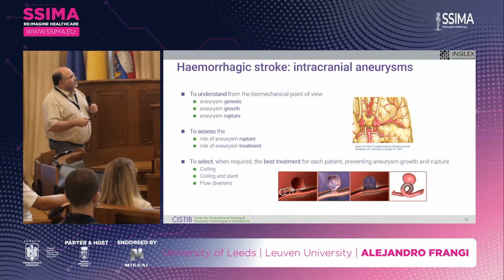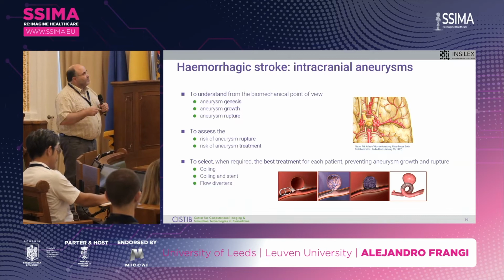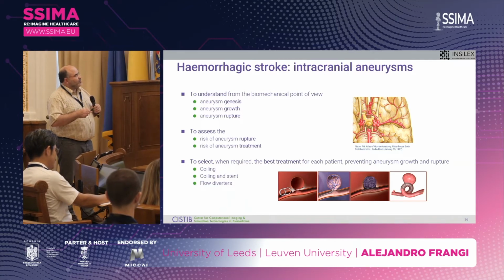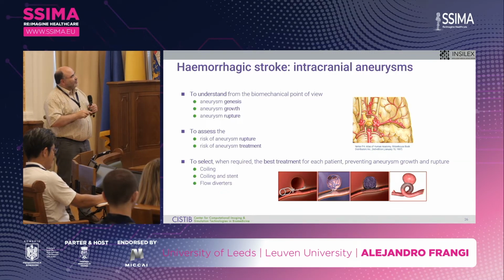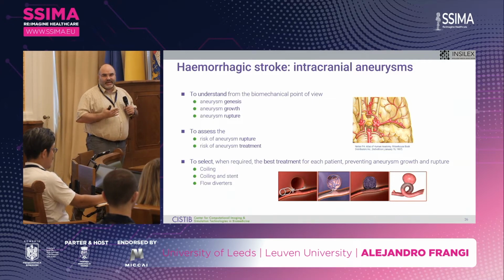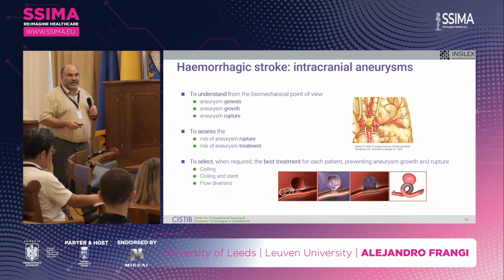Now, how do we treat them? Well, there are different treatments. The very old treatment, which sometimes is still used, is what is called clipping. So this is a surgical procedure. You need to open the skull, put a clip at the neck of the aneurysm, and remove it from the circulation. As you can imagine, this is very invasive and takes a few weeks of recovery time.